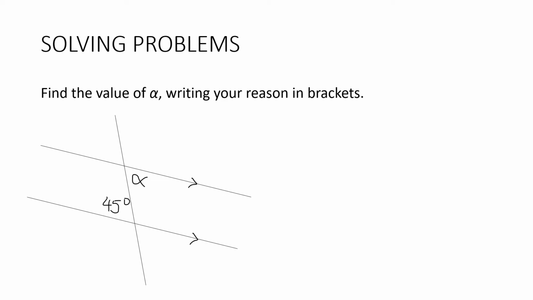What do you think? Well, they're on opposite or alternate sides of the transversal line, aren't they? So they're alternate angles. And alternate angles are equal when we're talking about parallel lines. So alpha is equal to 45 degrees, and here's our reason. Alternate angles in parallel lines.